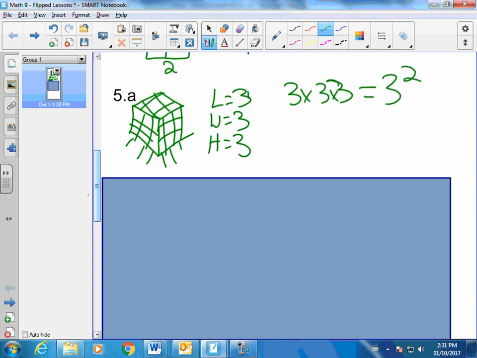So the way you solve these questions is you're going to count up the number of units that make up one side and the other, the length, the height, and the width. Put them into an equation, and then you can, oh, sorry.